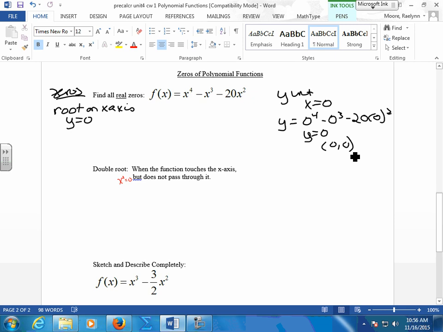That helps us. Now, how many roots should this guy have? 4. It should cross the x-axis 4 times. If we have real roots, we should have 4 roots. How many turns? 4 minus 1, 3 turns. How many inflection points? 2 inflections. Now, I know you don't know what inflections are, but we're about to figure them out.